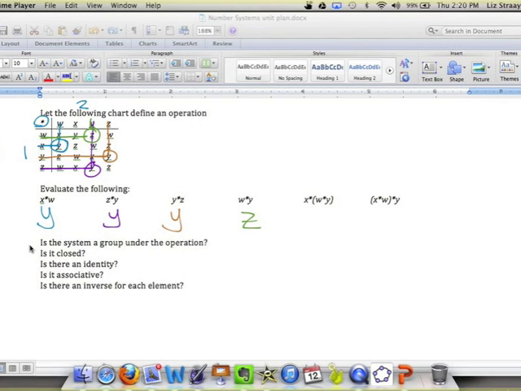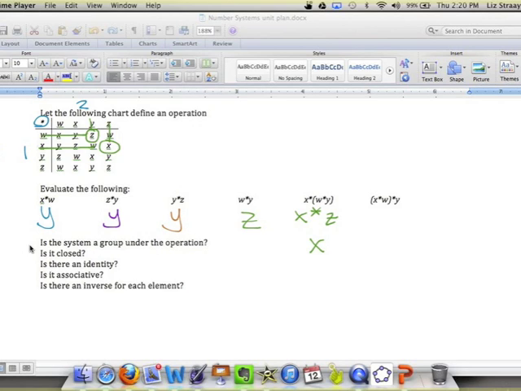So my chart's getting pretty marked up here, so I'm going to erase all my junk from the chart. And then we're going to do the inside first. So we're going to do the W star Y first, and that gives me X star Z. And then X star Z is X. So do what's inside the parentheses first, and then do it with whatever's outside. So then you do W, Y.